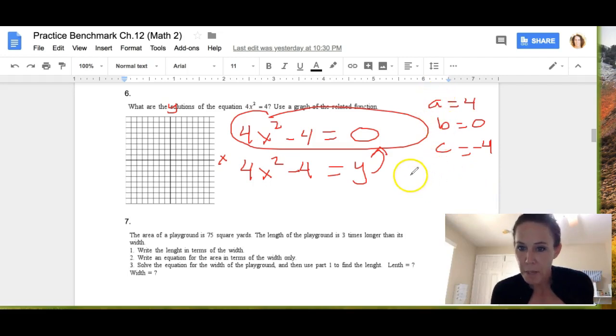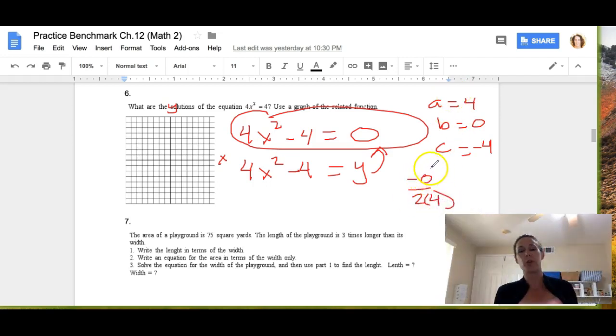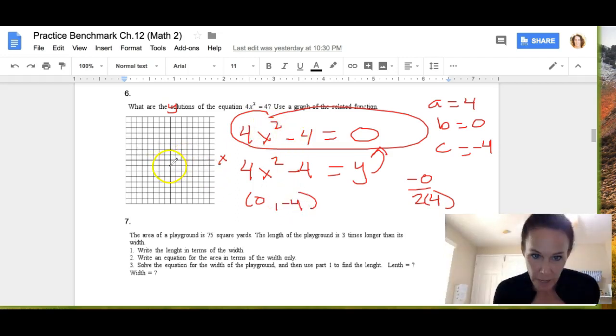So let's go ahead and do the vertex method. Negative b, so negative 0 over 2 times a, which is 4. Well, anytime you have 0 in the numerator, you just have 0. So I have 0 for the x value of my vertex. Now I plug it in here to get my y value. Well, 4 times 0 is 0. 0 minus 4 is negative 4. So here I have it. 0, down 1, 2, 3, 4. There is my vertex. Axis of symmetry goes straight through here.